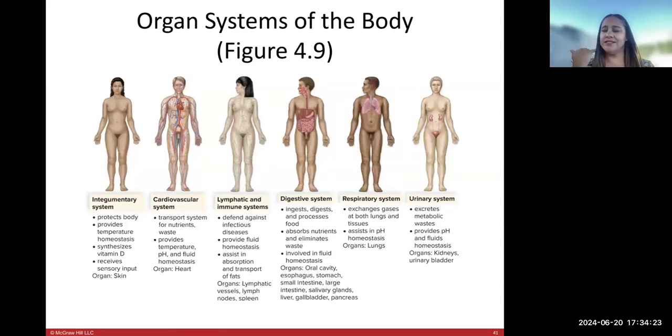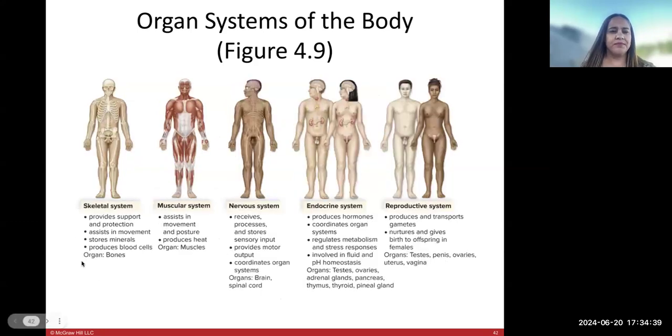So here is a list. Each of these will be a chapter pretty much from here on out. Integumentary, we're going to talk about today. Cardiovascular has two chapters. Lymphatic and immune are two separate chapters. We have a chapter on digestive, respiration, urinary. Chapter on skeleton, muscles, nervous system. Nervous system also has a chapter about senses. The endocrine system is a huge part because the endocrine system controls a lot of our homeostatic mechanisms, and then of course our reproductive system.